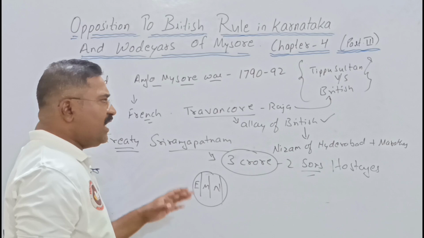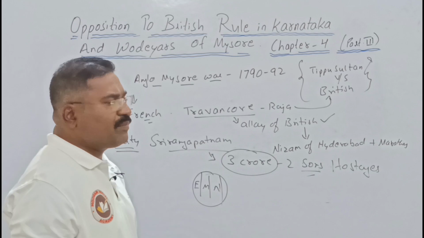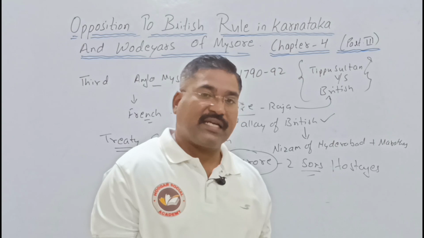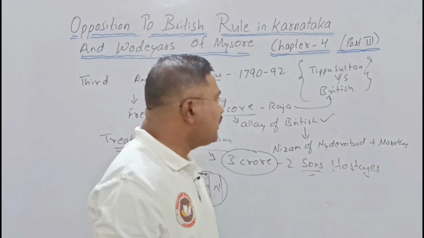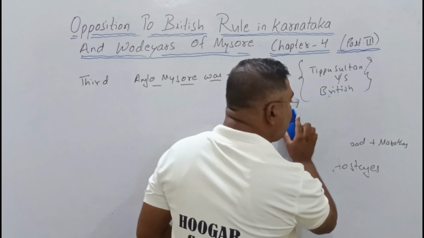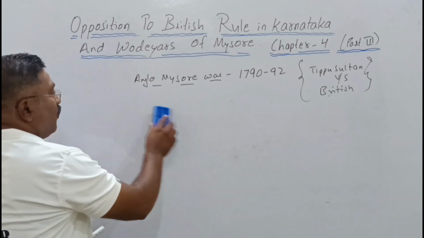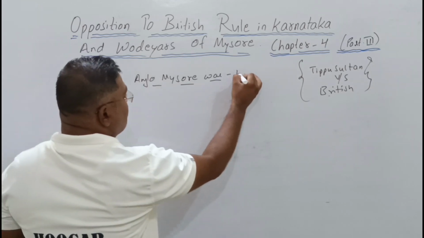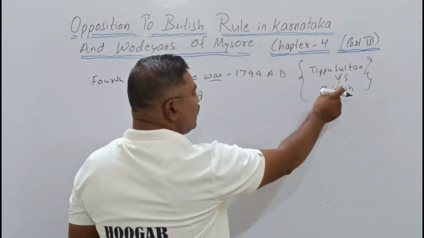But the whole of Mysore was not yet in the hands of the British. On one side the British wanted to take the whole of Mysore in their hand, and on the other side Tipu Sultan also wanted to save the whole of Mysore under his hand. This gave birth once again to a new war, called the Fourth Anglo-Mysore War, in 1799 AD, once again between Tipu Sultan and the British.